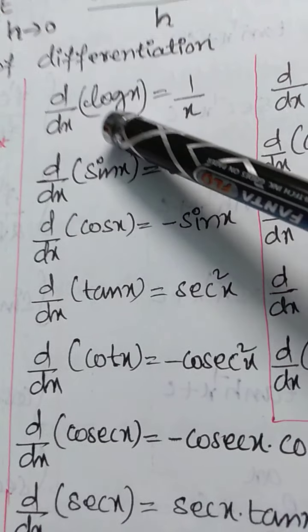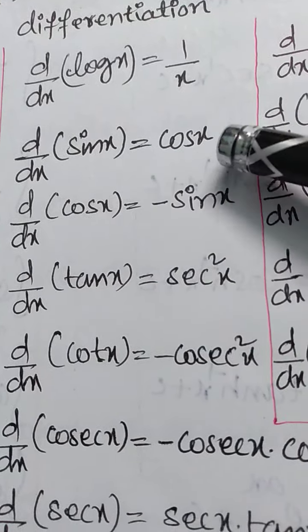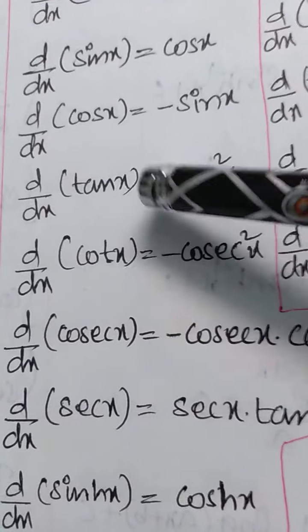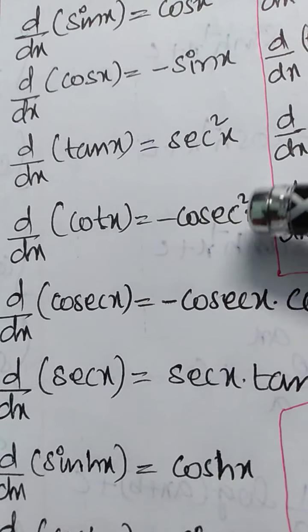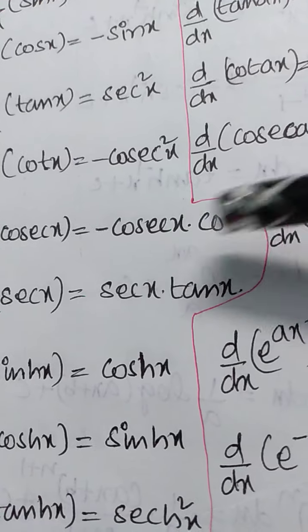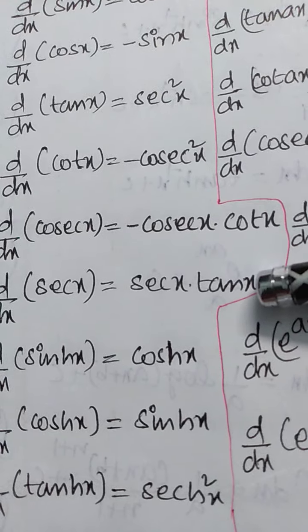Differentiation of logarithmic function. Derivative of logarithm of x is equal to 1 by x. Derivative of sin x is equal to cos x. Derivative of cos x is equal to minus sin x. Derivative of tan x is equal to secant square x. Derivative of cot x is equal to minus cosecant square x. Derivative of cosecant x is equal to minus cosecant x into cot x. Derivative of sec x is equal to sec x into tan x.